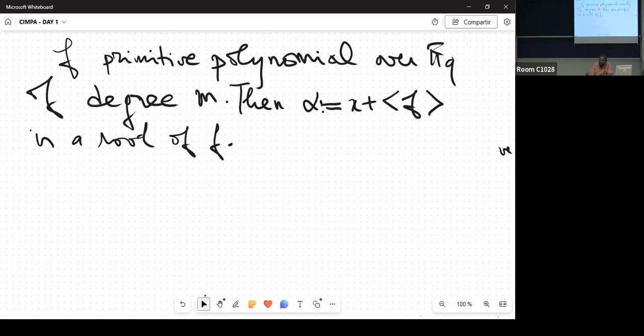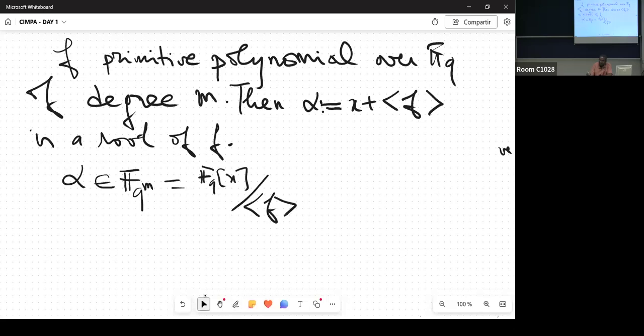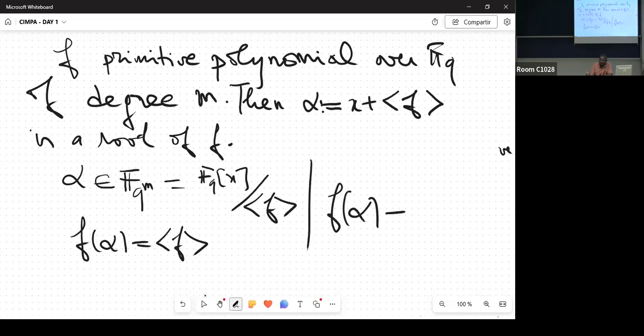How? Alpha is an element of these extensions. Of these extensions, f of alpha is in the principal ideal, and the principal ideal is the zero of this ring. So f of alpha is equal to 0. Okay, we clarify this.